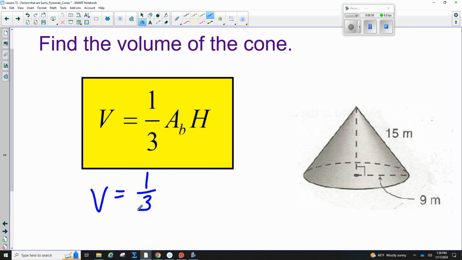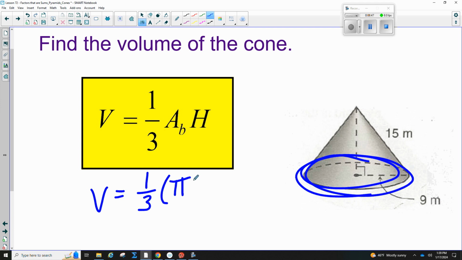This time, what shape is the base? Circle. So I have to do pi r squared. I'm going to go ahead and plug it in. So pi, and I'm going to plug in the radius, 9 squared, times the height. Should I plug in 15? No. It is actually not the height of the cone. 15 is the slant height. We actually need this height right here.